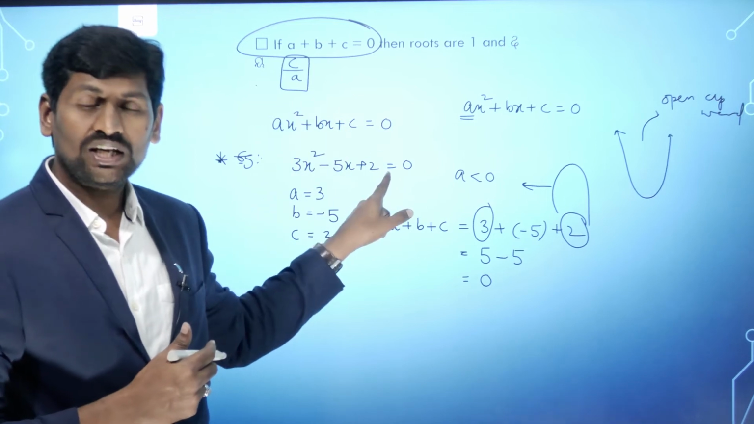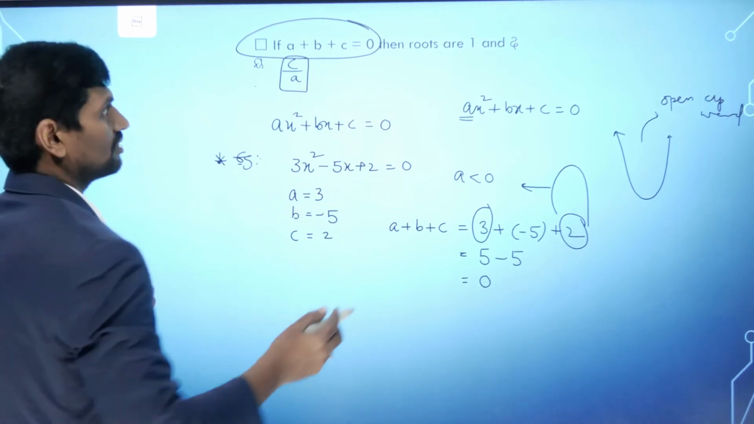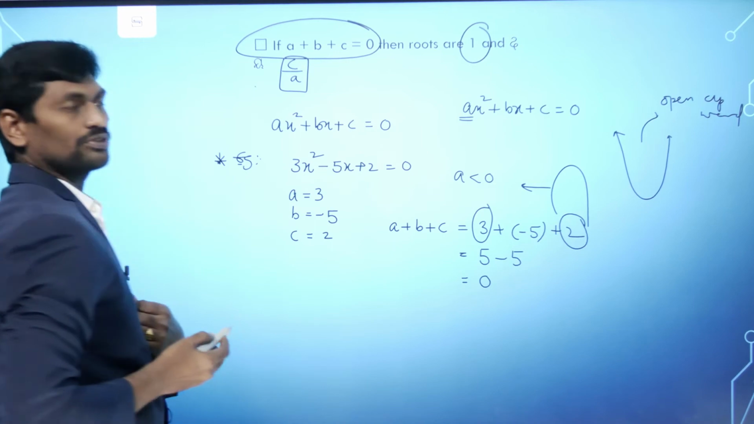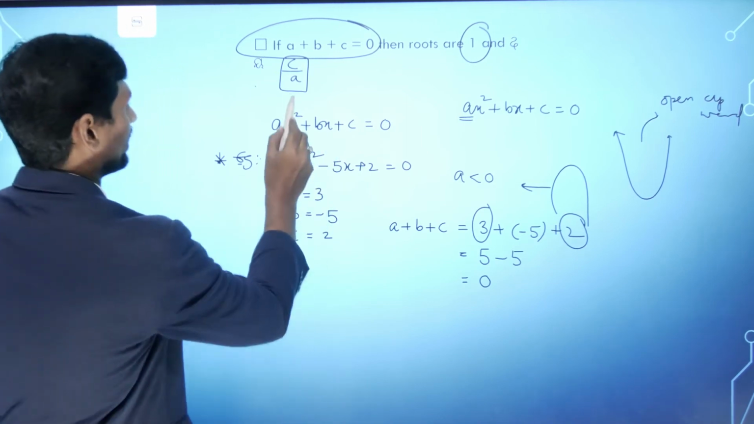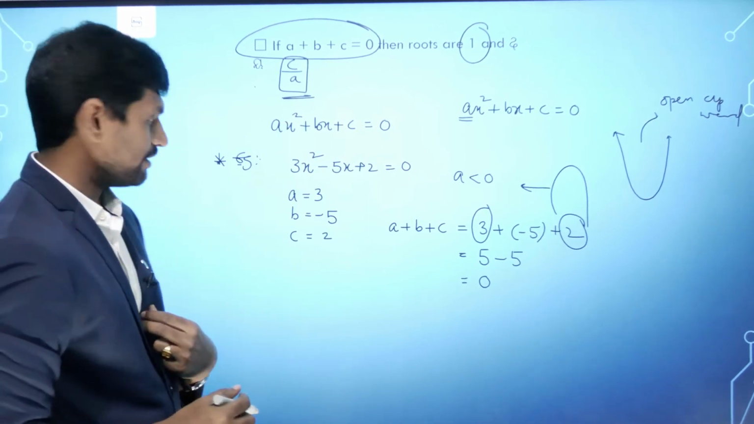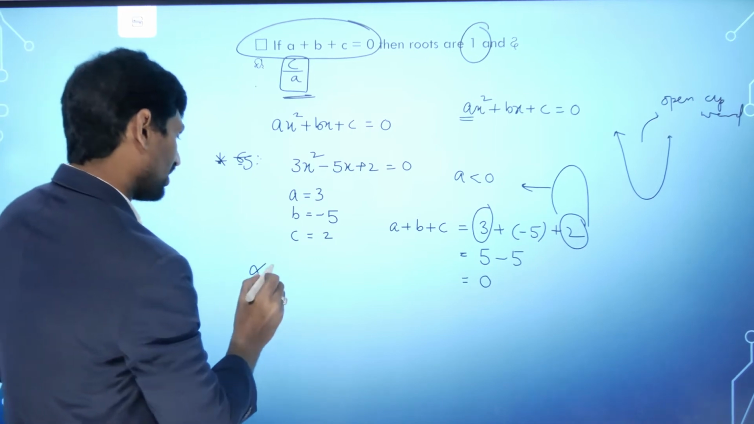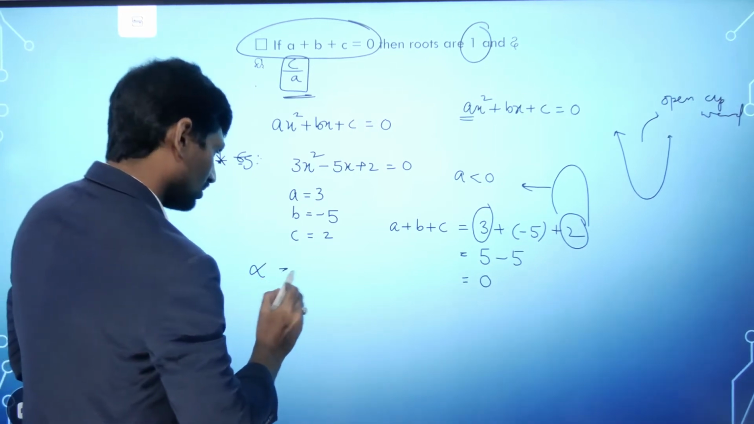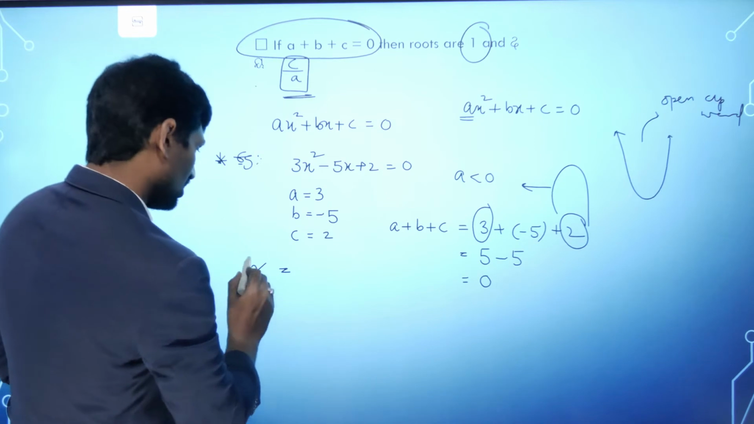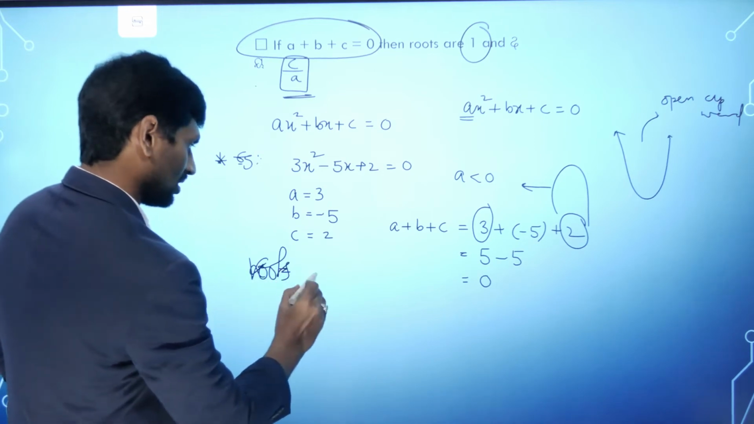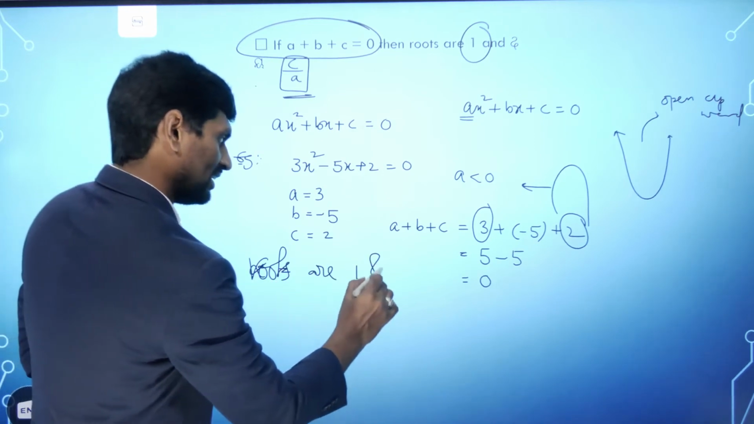Am I right? This condition a plus b plus c equal to 0 is satisfied here. Then what are the roots here? If a plus b plus c is 0, always one of the roots is 1 and the second root is c by a. Therefore the roots, or you can write directly, the roots are 1 and c by a.